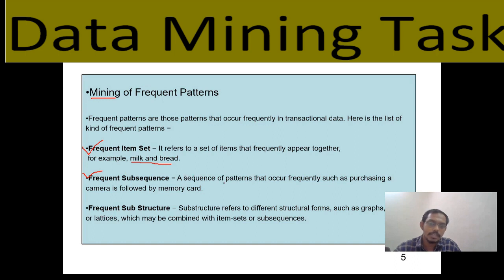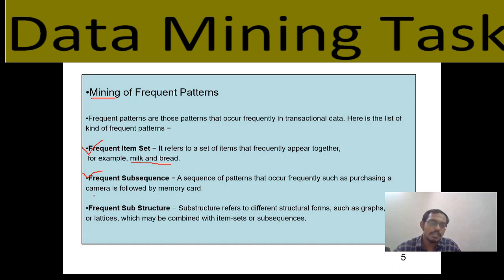A frequent subsequence is a pattern that occurs frequently, such as purchasing a camera followed by a memory card. The subsequent item here is the memory card. You can easily identify that if you purchase a camera, then you require a memory card. If you don't have the camera, we don't require the memory card. So this is the frequent subsequence, which is nothing but a part of the data. When the main data, that means when the employee is available, we can say the employee information or employee details. If there is no employee, how can we connect that?